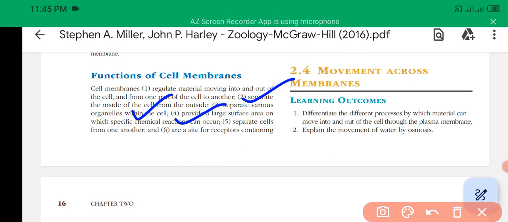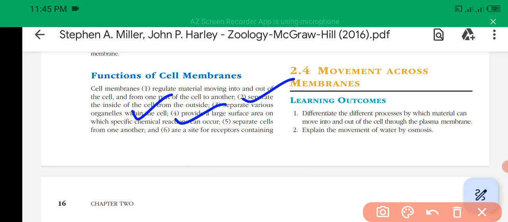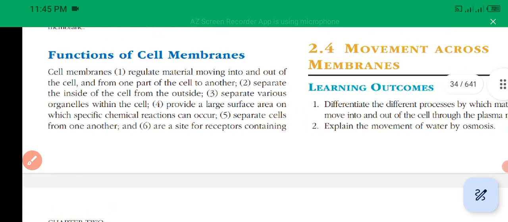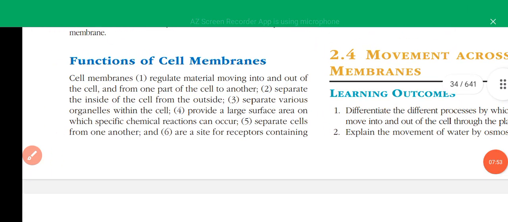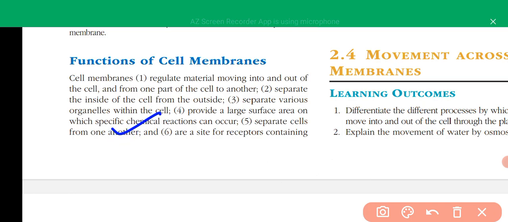which sometimes takes part in the matrix but started in membranes, and oxidation of NADH also takes place, like oxidative phosphorylation takes place on the membrane surface, and many chemical reactions take place at the membranes of cells. They separate the cell from one another.